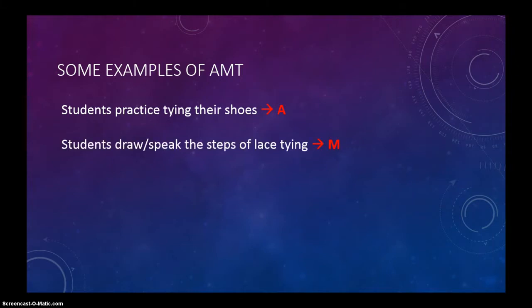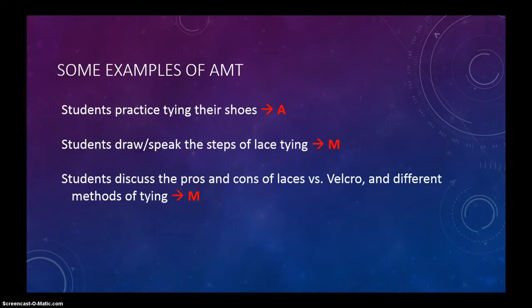Next, students draw or speak the steps of lace tying. Now they try to make meaning and not just the physical skill of tying the shoelaces. Also part of meaning is students discuss the pros and cons of laces versus Velcro. So these are the two types of shoes that are available to most kids, and the different methods of tying. Here they begin to compare and contrast between two different styles, and that is making meaning.